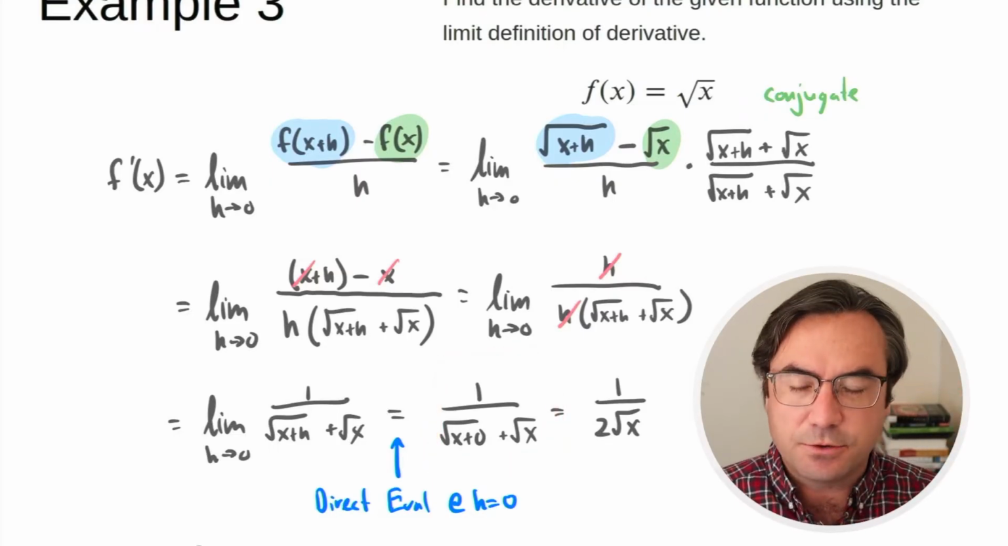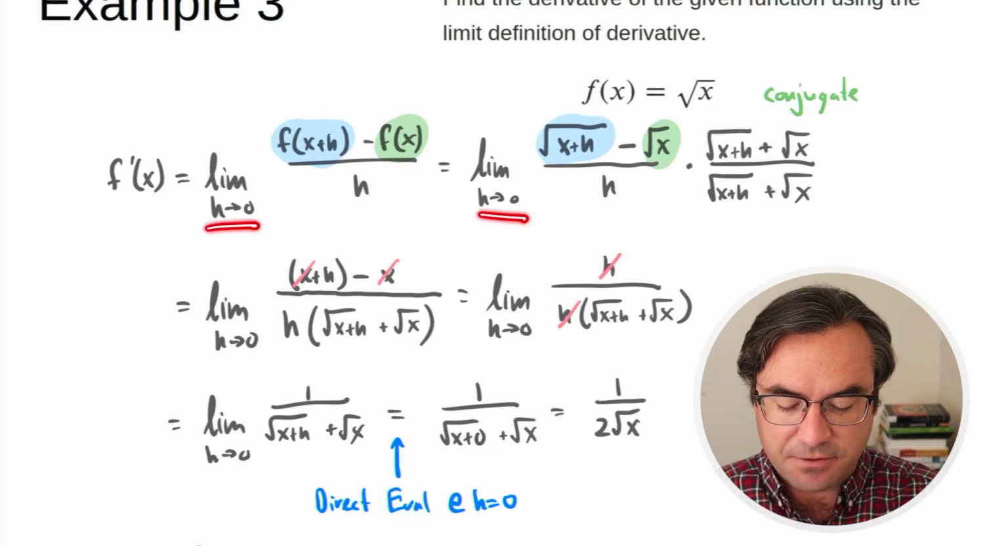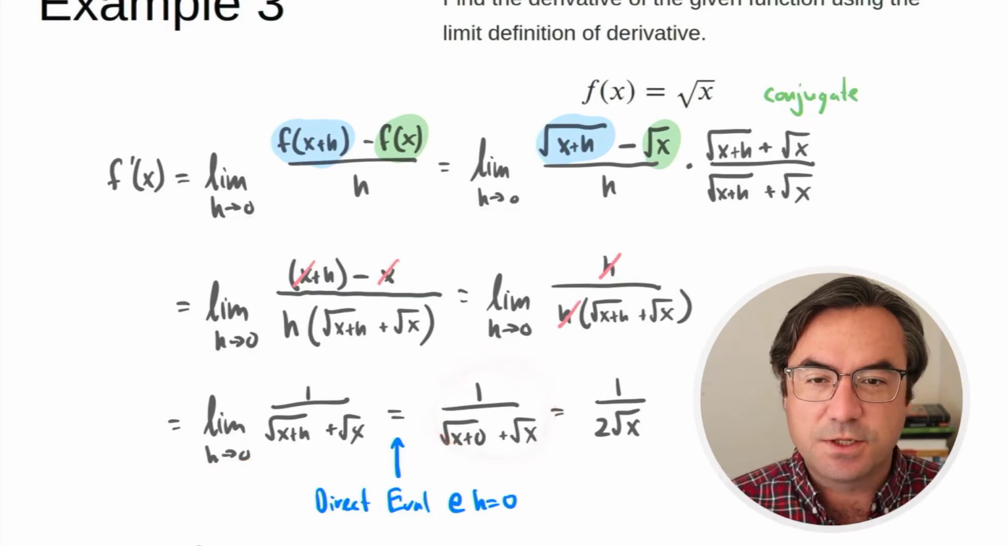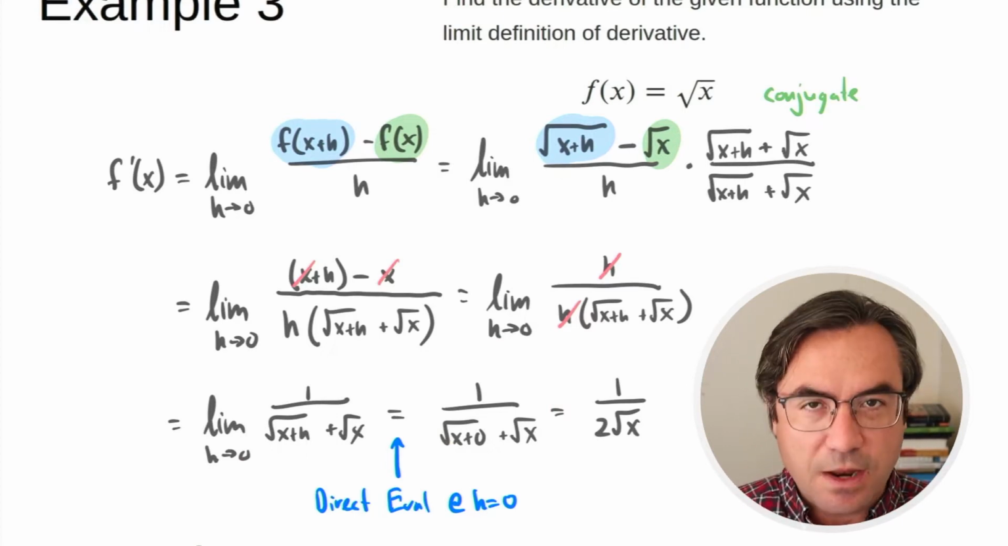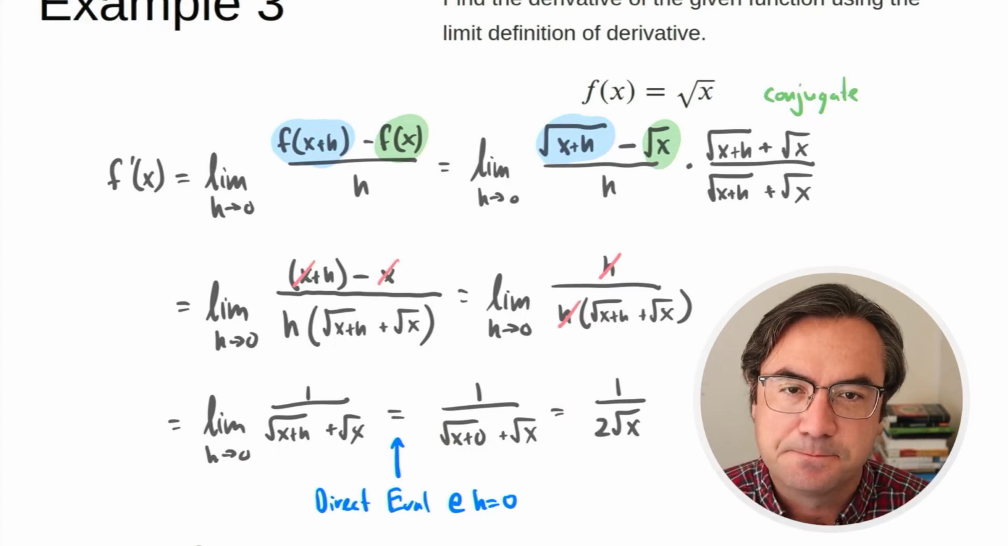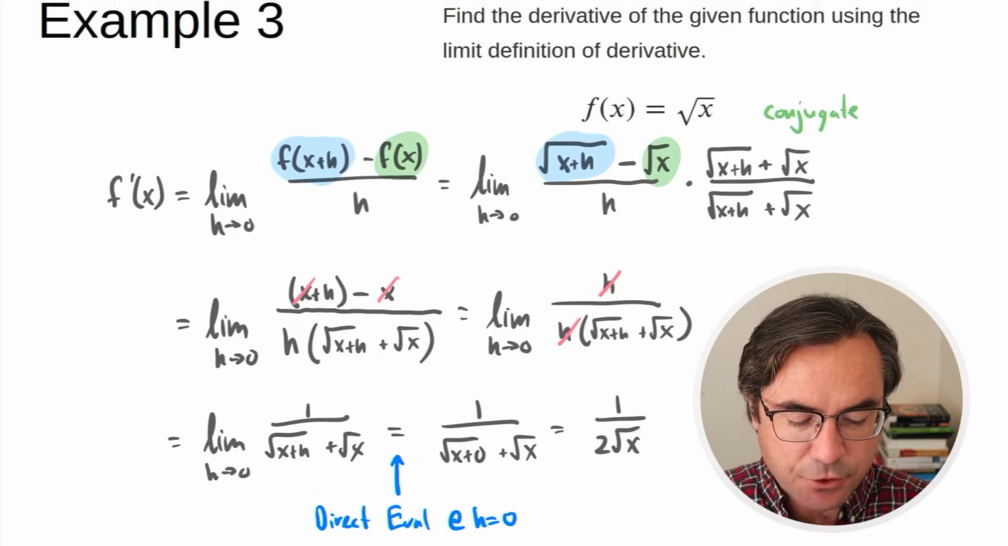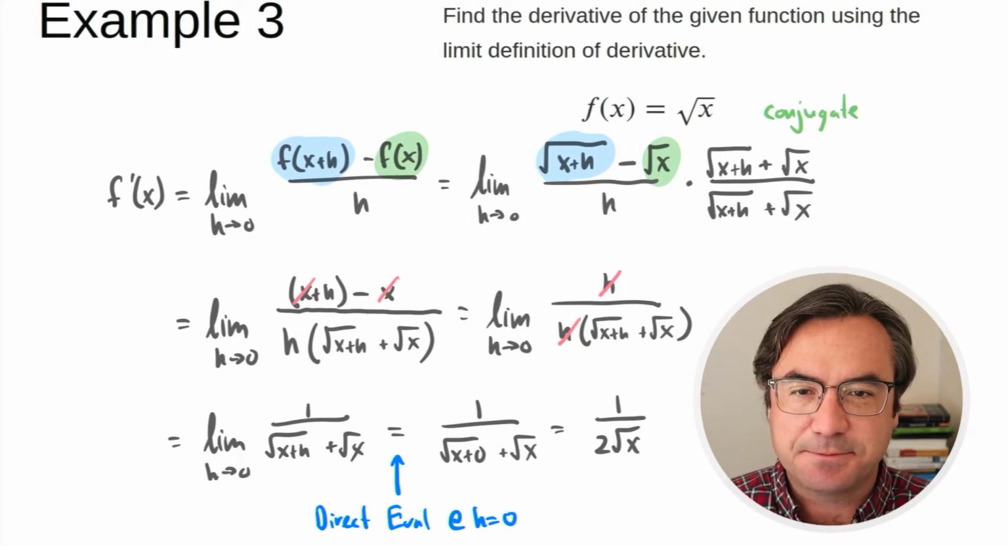So correct limit notation would look like this. There's a limit sign in front of each of these difference quotients. And then once we do the direct evaluation, then we're good. Then no more limit sign. Okay. So we have the derivative of square root x.